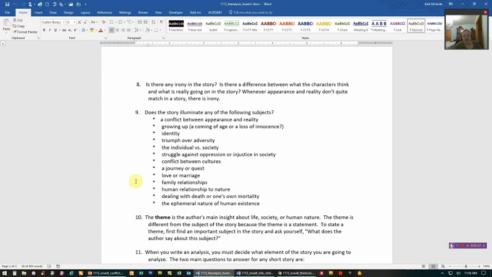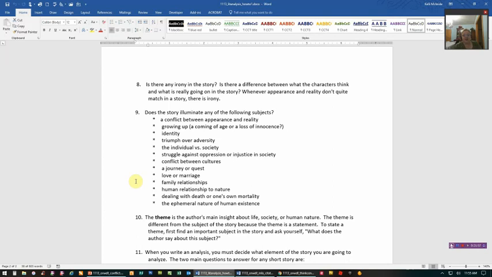And then number 9 talks about different subjects that we can look for when we're analyzing a story. So again, conflict between appearance and reality, that's kind of like irony. Growing up: is this a coming of age story, losing your innocence kind of story? I think there's possibilities with the story of that. Definitely by serving over there in Burma, he has the blinders ripped off about his own government. Sense of identity, he definitely talks about pretending to be something else. Triumph over adversity. I don't think he triumphs over adversity. I think he loses that.